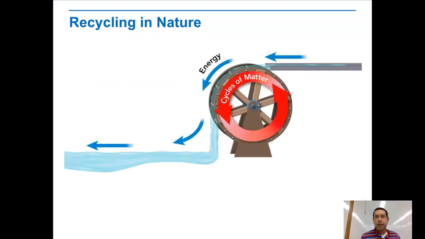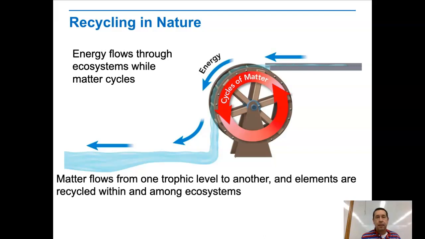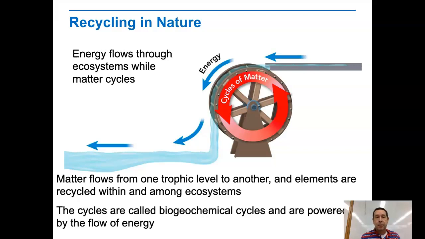So you can see in the graphic here, energy flows through and matter cycles. Matter flows from one trophic level to another, and elements are recycled within and among ecosystems. Cycles are called biogeochemical cycles and are powered by the flow of energy.